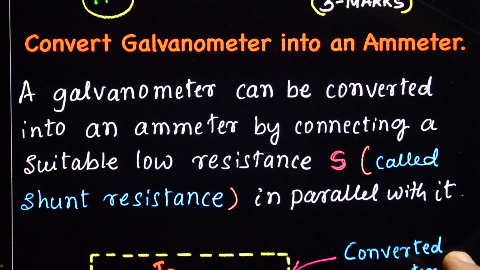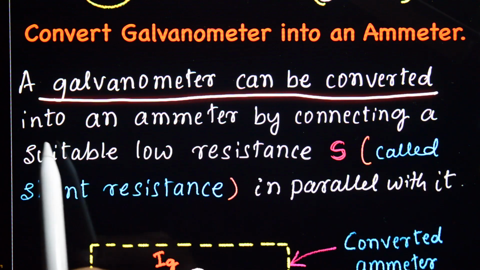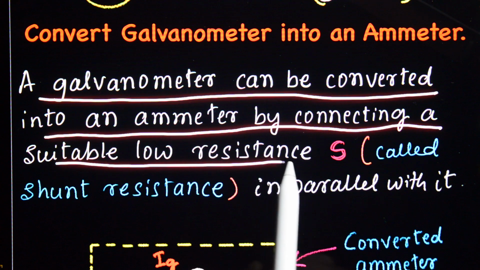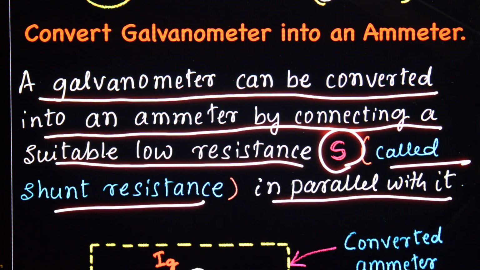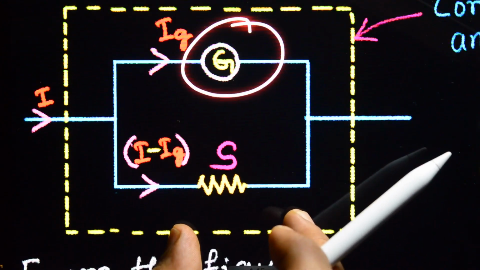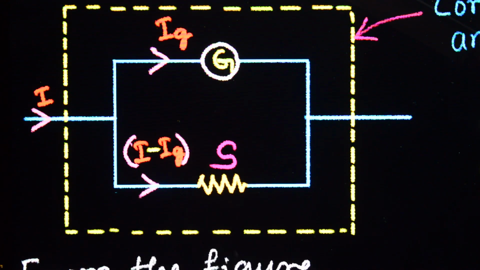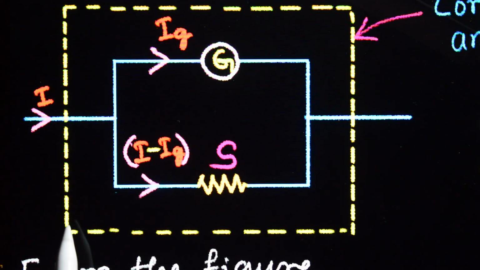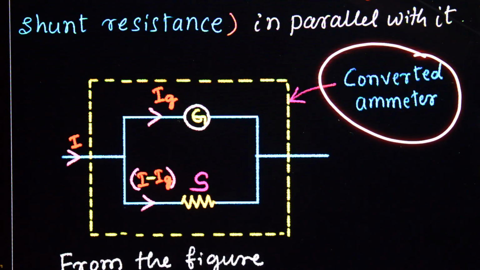First you need to write a line. What line will you write? A galvanometer can be converted into an ammeter by connecting a suitable low resistance S, that is called a shunt resistance, in parallel with it. Here it is. This is the galvanometer that we are connecting in parallel with a small resistance, that is called a shunt resistance. And here the dotted lines represent a converted ammeter.